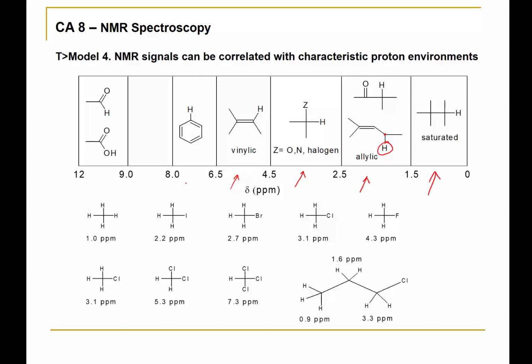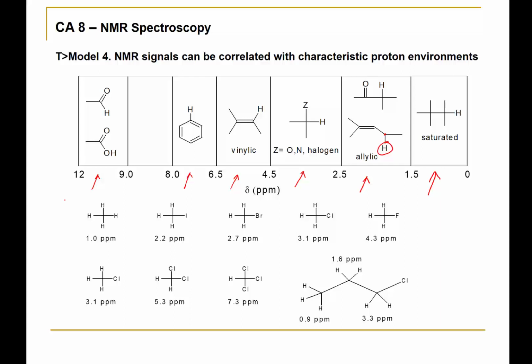If we have a proton on a benzene ring, in other words, a proton that's involved in an aromatic system, 6.5 to 8. Finally, if we have protons on a carboxylic acid or an aldehyde, we would expect shifts around 9 to 12. Now those are the major categories. We can in part predict trends.